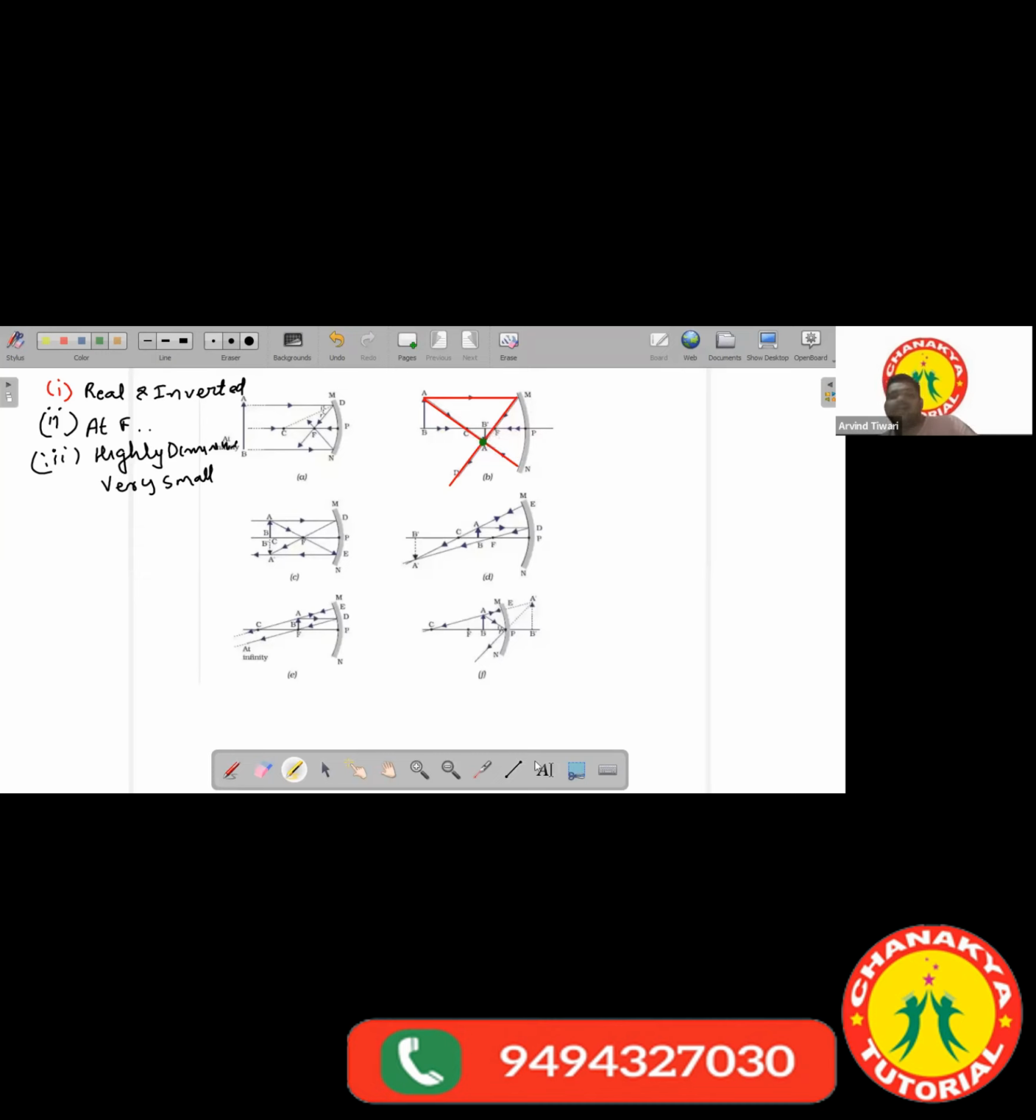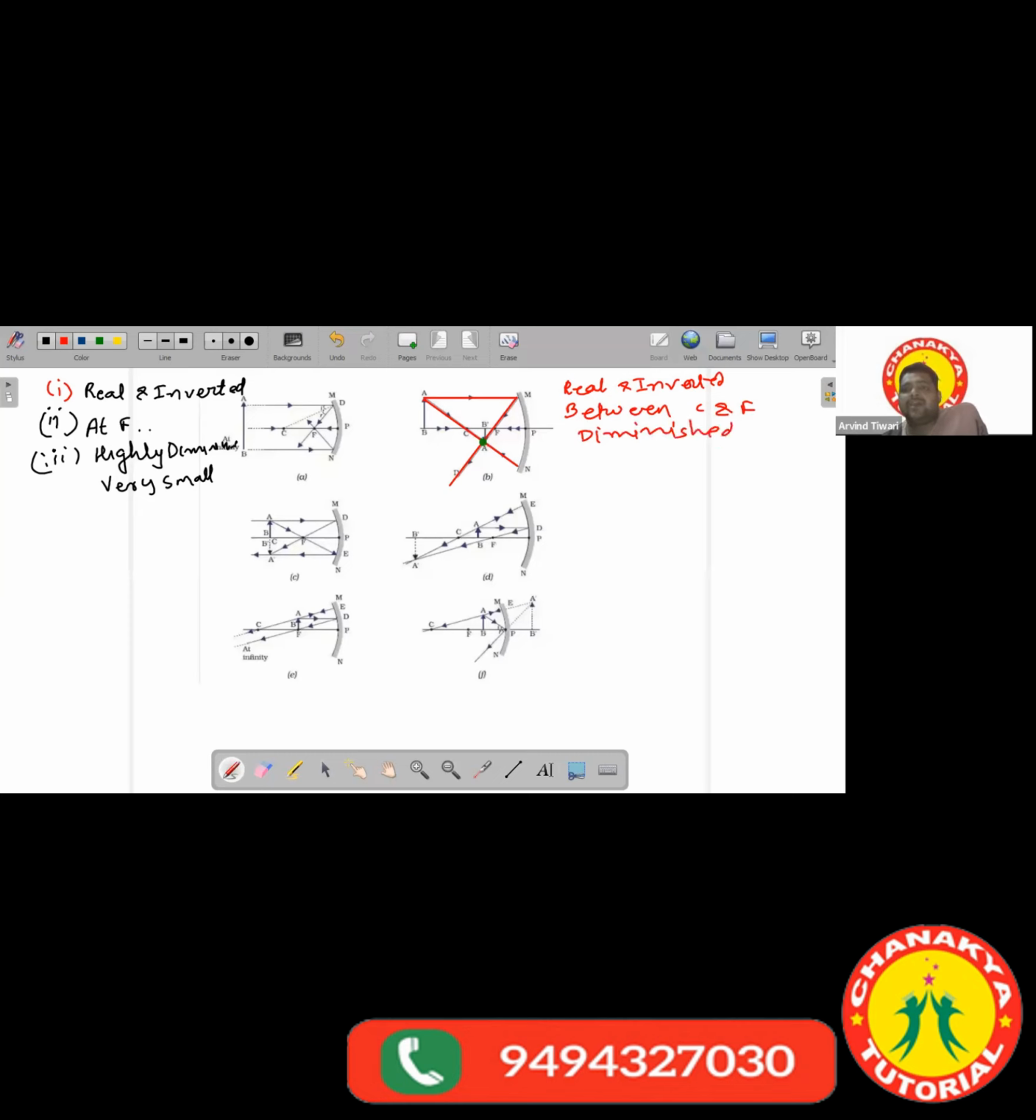Okay. So Abhigya, can you tell me the characteristics of the image formed in the second case? It would be real and inverted, and it's formed between C and F, and the image will be diminished. Okay, the image is diminished, formed between C and F. Diminished means it's small.